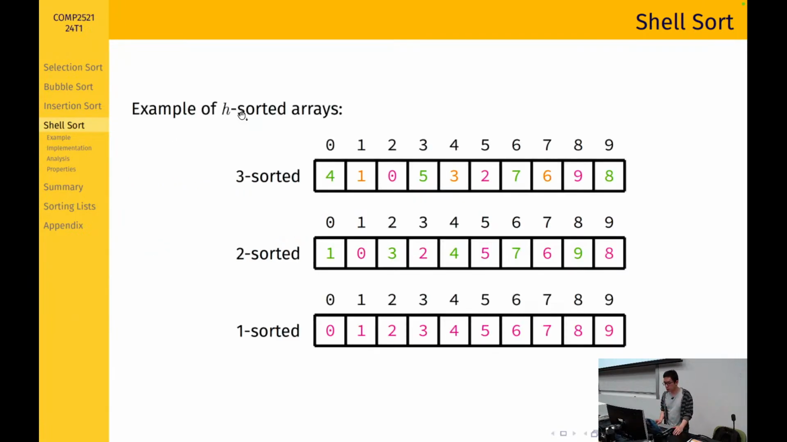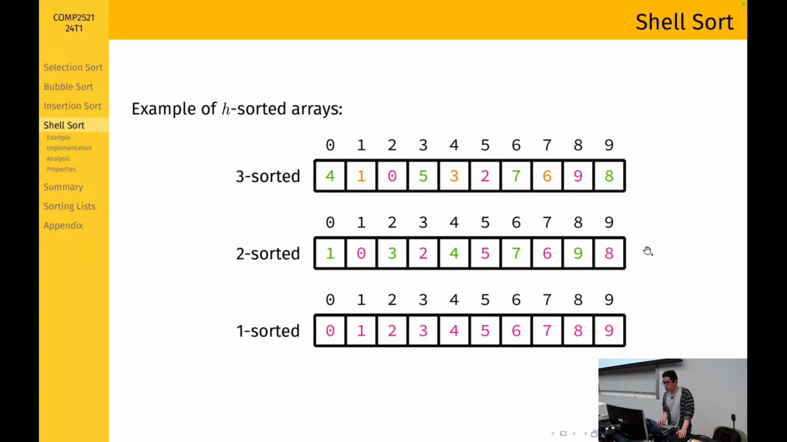Let me skip to that slide. So here are some examples of H sorted arrays. The first array here is 3 sorted, because if we take the groups of elements that are multiples of 3 apart from each other, for example, the green elements here, 4, 5, 7, and 8, that's sorted. The orange elements 1, 3, 6 are sorted, and the elements 0, 2, and 9 are also sorted. So that's an example of a 3-sorted array.